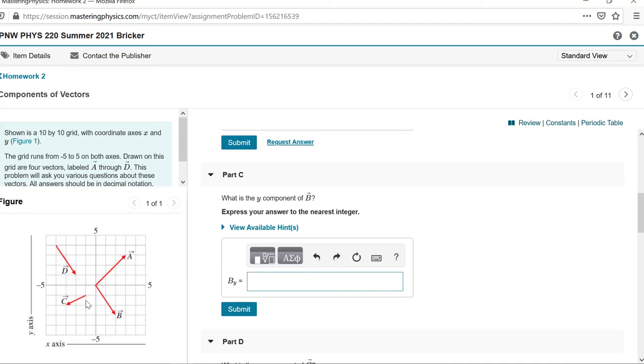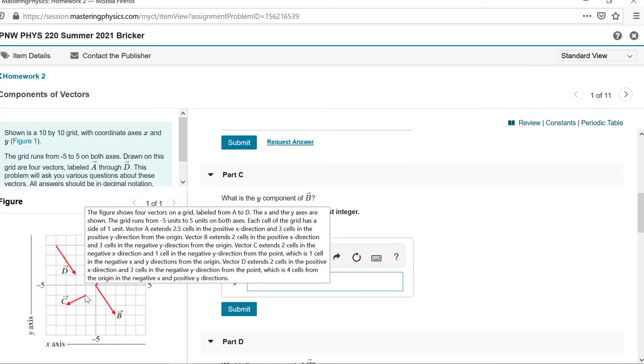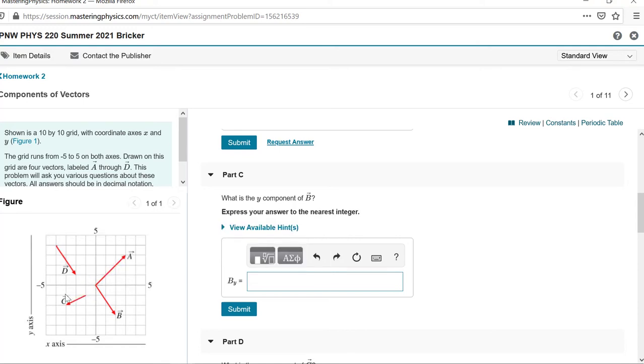Now just be careful with C. C is not over here at the origin. It doesn't start at the origin. But for the x part, you go 1, 2, and that's in the negative direction. So negative 2 would be the x part of C. Actually, we want B, but okay, we'll go back to B. And then negative 1 in the y direction for C.